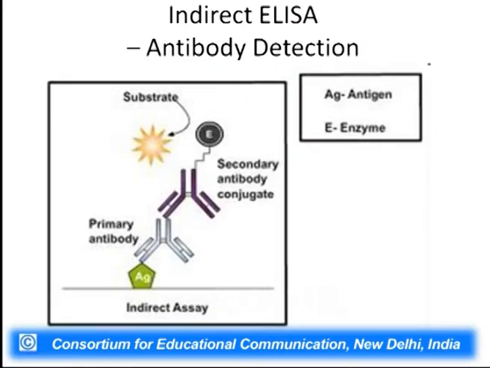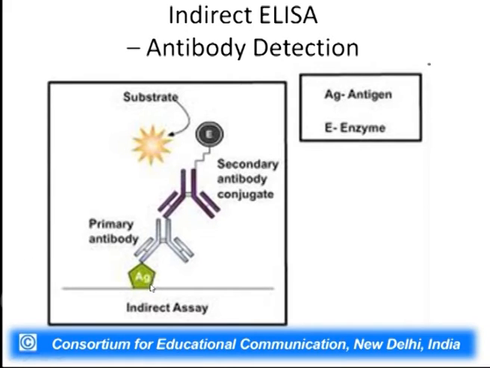So what are the types of ELISA? Indirect, sandwich ELISA, or competitive ELISA. So when I look at indirect ELISA, what do I quantify? I quantify antibody, and what is immobilized? An antigen is immobilized here.